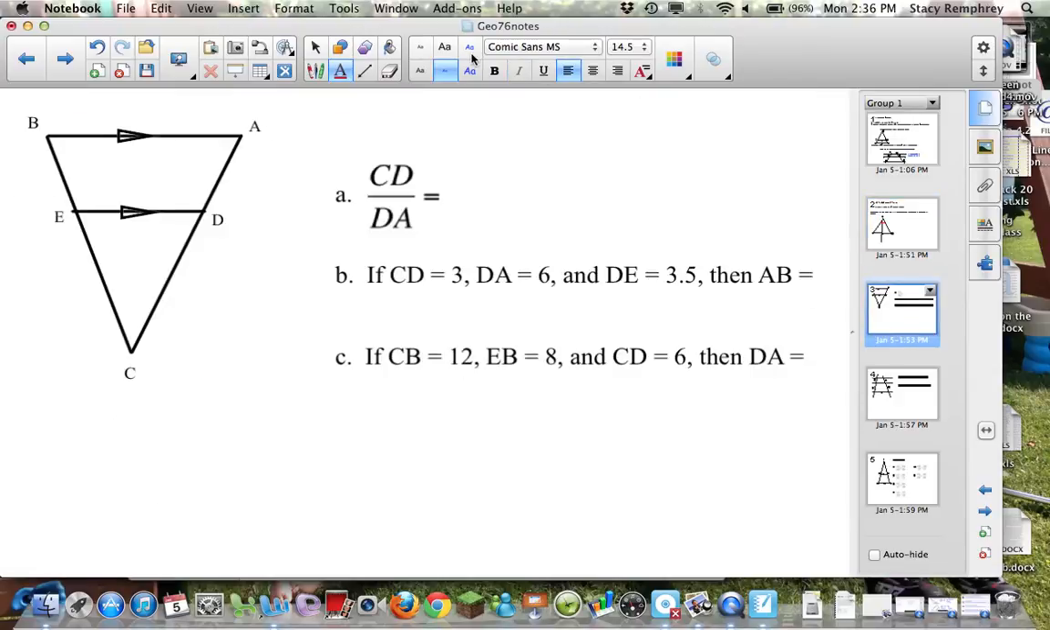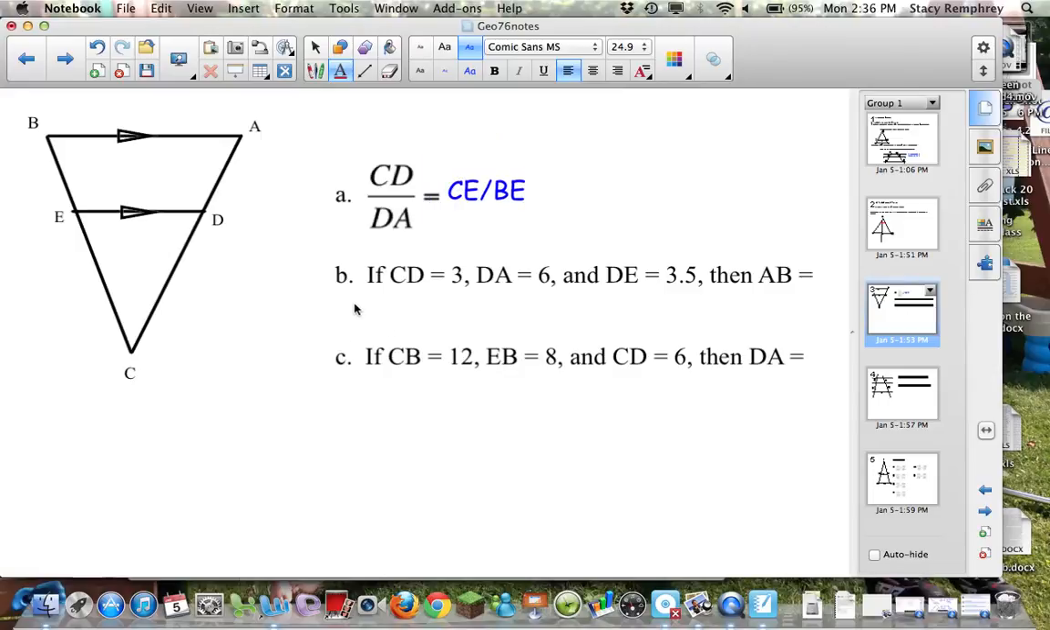So when we go here, we're just filling in some questions using that. So CD, you'll see CD is part of this, and DA. So those are two sections of one large side. Okay, so that's going to equal, make sure the left side talks about the same thing, so CE over BE.